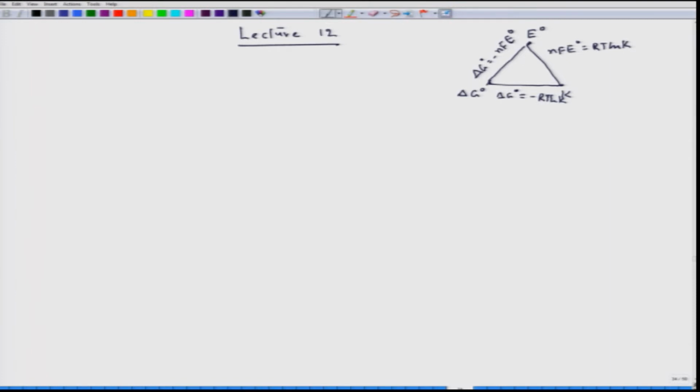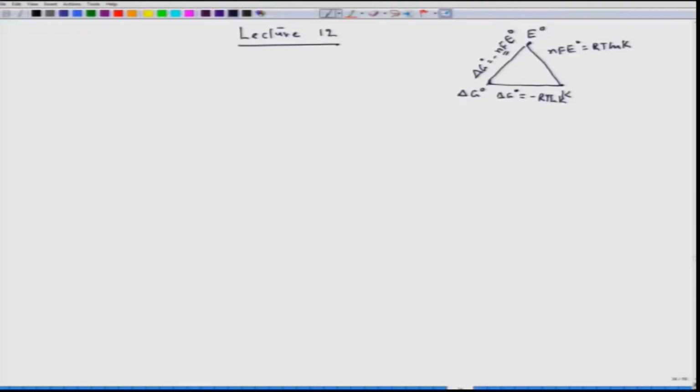Now, we will go ahead with this triangle and try to see if we can have some sort of correlation between potential, cell potential or the redox reaction potential, with the equilibrium constant. To start with, since we are talking about n, we are not fixing what is that value of n.